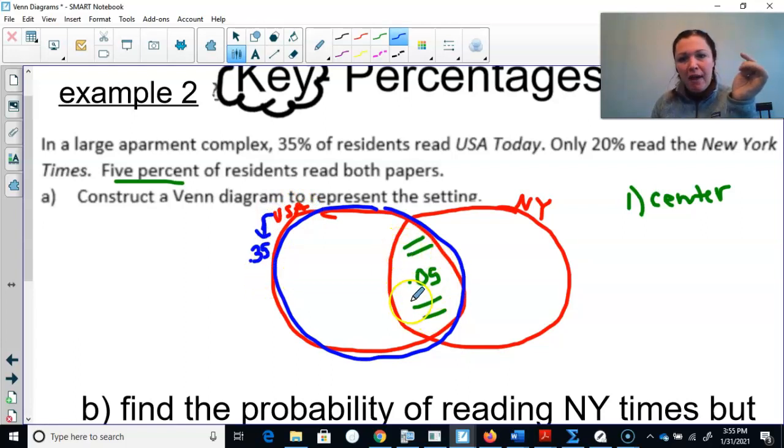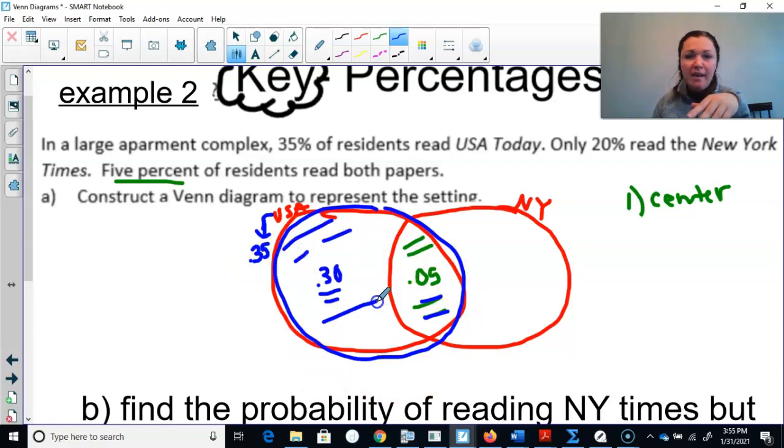But I already have 5% in this whole circle. There are people who read the USA Today that don't read both. So what I need to do is take 35 minus 5 to give me 30. Now this whole blue circle has a 30 with it and a 5 with it, which gives me 35%. These people read the USA Today, but they do not read the New York Times.